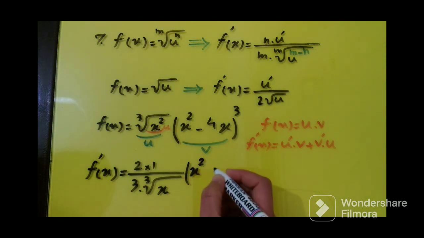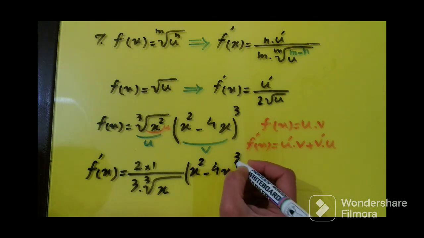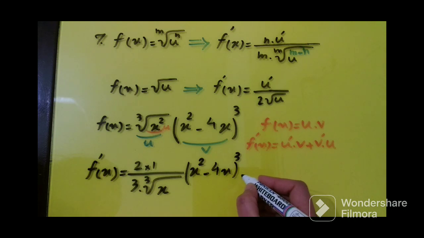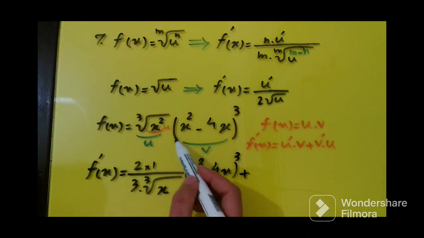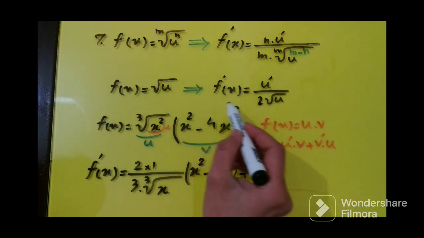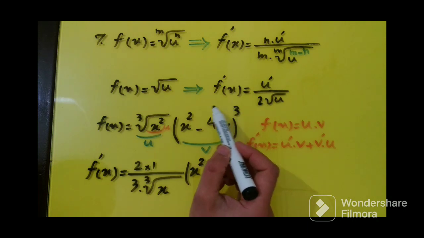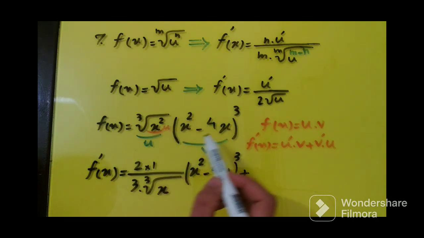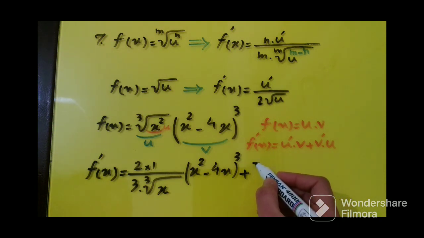x squared minus 4x to the 3 plus. Now, you should get the derivative of v. As you see, here there is the power rule. So first you should bring the power down and put it next to the term. It's 3.